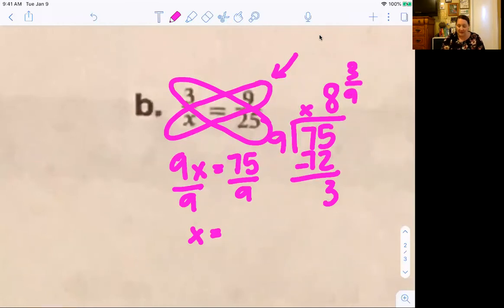Now, can I leave it 8 and 3/9? No, I have to further reduce, right? So we get 8 and, what is 3/9 reduced to? 1/3. Awesome job.